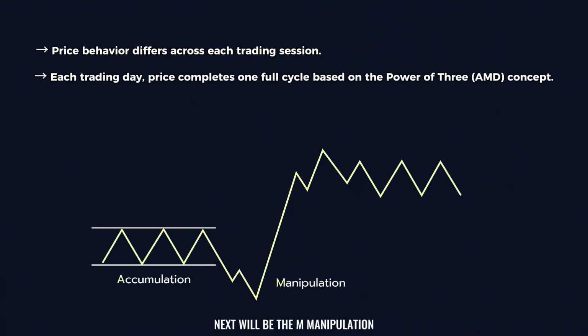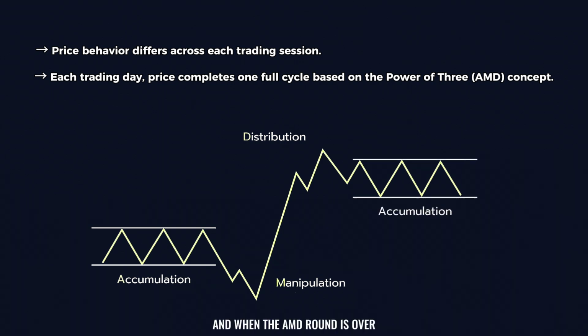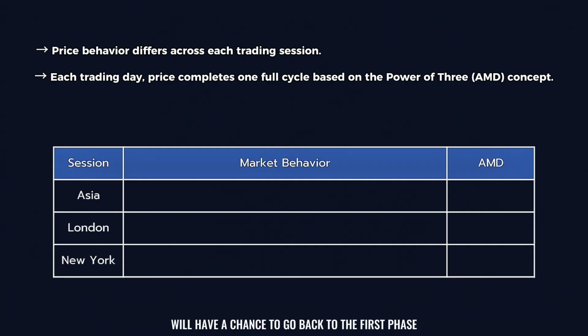Next is M, manipulation. The big players that control the market will make a price shift and let the price hit the stop losses. After that, it will go back up. When it goes back up, the big players who have been accumulating all along will take their positions and release them at a high price. During this time, it is D, or distribution. And when the AMD cycle is over, the price will have a chance to go back to the first phase.